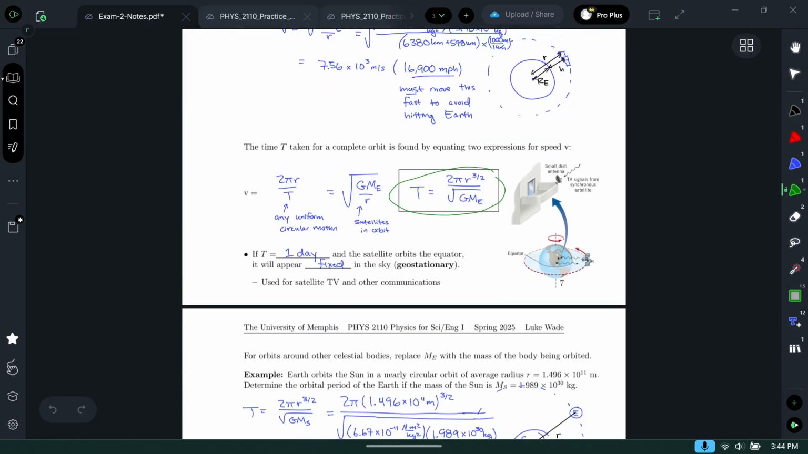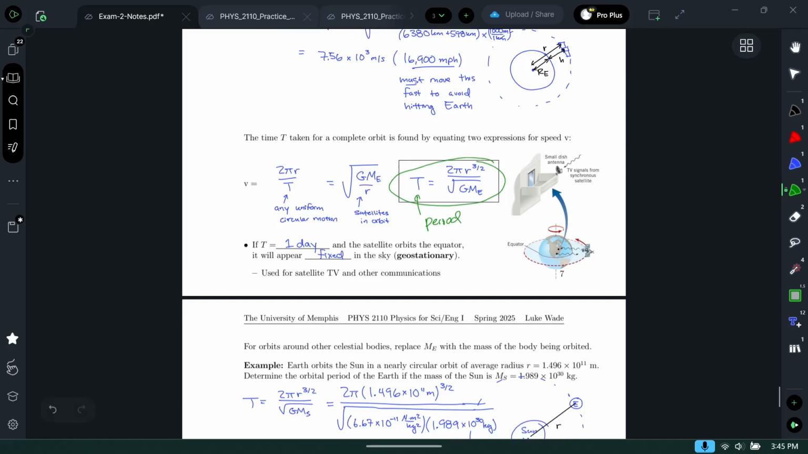To remind you what this is, I see this happen a lot. People think this is tension because we do have some overlapping variables here. This is period, the time for a satellite to orbit. So if you're asked how long it takes a satellite to orbit, you should be looking for this expression.